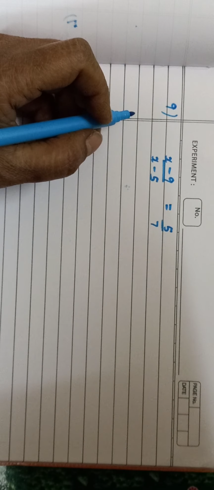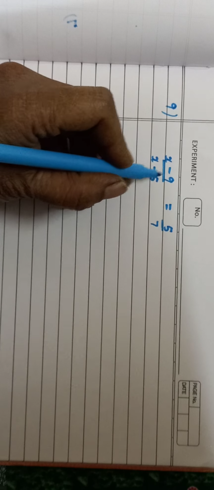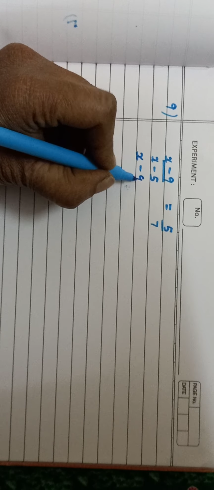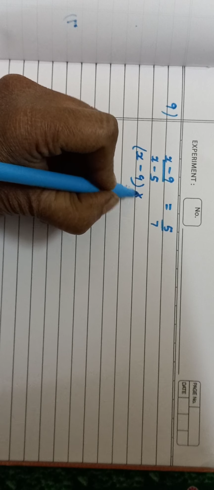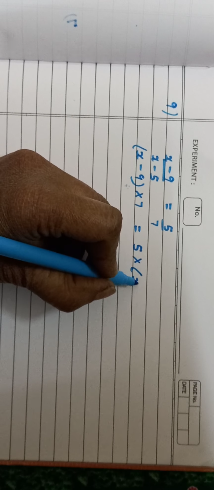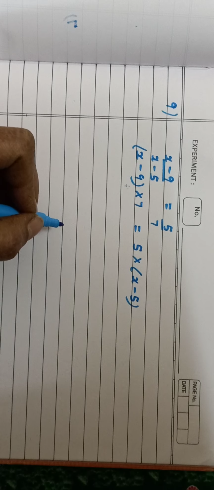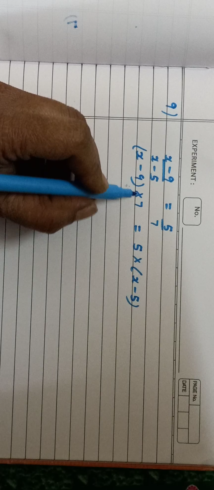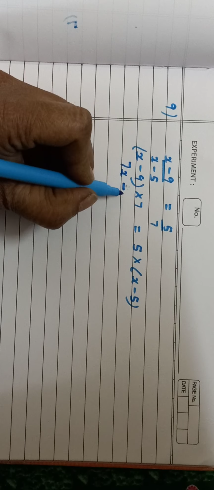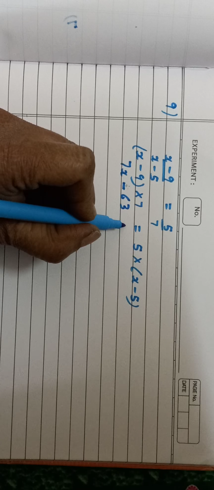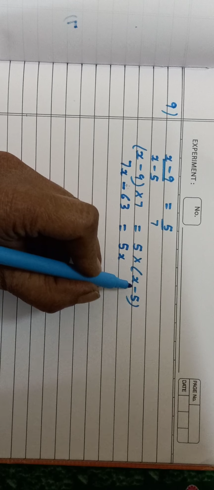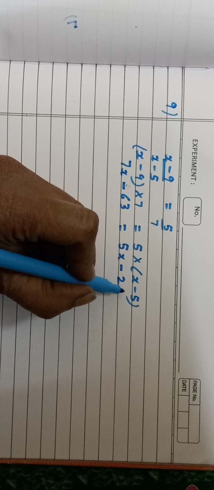Now let us solve 9th sum. This one is also very easy. You have to just cross multiply. So (x minus 9) into 7 is equal to 5 into (x minus 5). Now again same way. What you will do? 7 into x is 7x minus 9 7s are 63 is equal to 5 into x is 5x. This minus you will write 5 5s are 25.